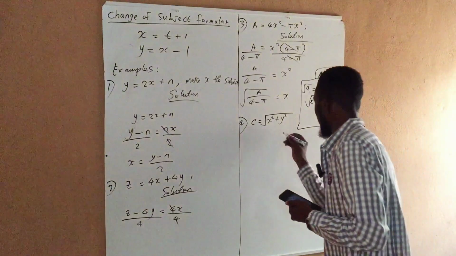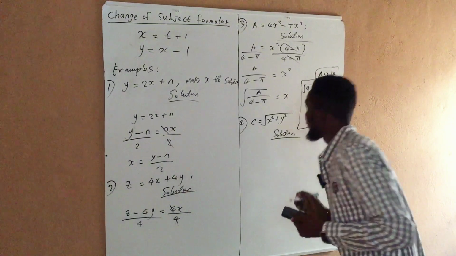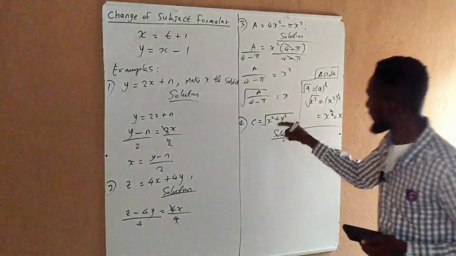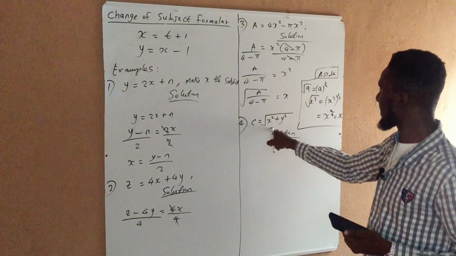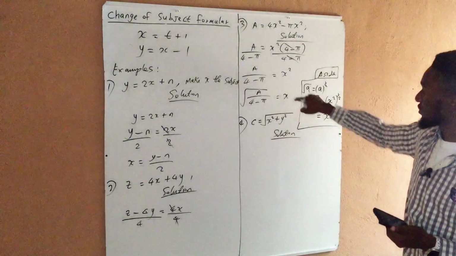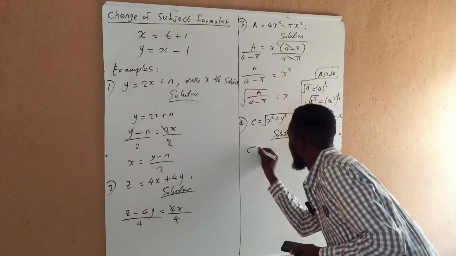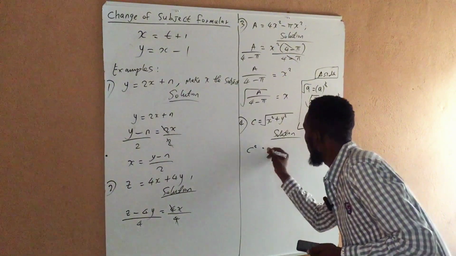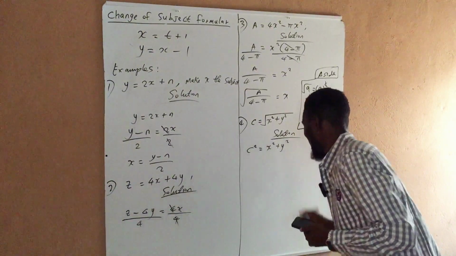So what's the first thing you do here? You take the square of both sides. To eliminate this square root, you take square of both sides. Now taking square of both sides, you have c squared equal to x squared plus y squared.